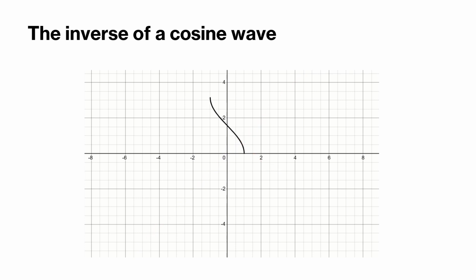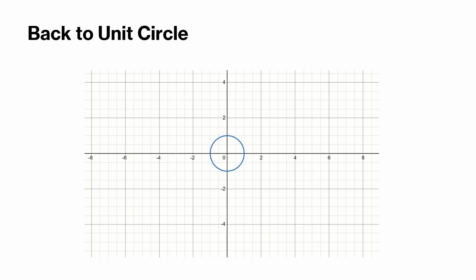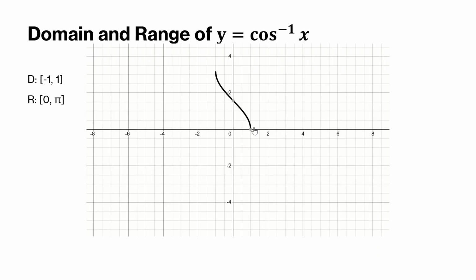So there's my inverse, which is a piece of this, but this isn't a function, so we can't use all of this x equals cosine of y. We can only use this little piece. I remind you that, going back to the unit circle, if we want to find all of the cosine values with no repeats, we have to use quadrants 1 and 2. So that would be from 0 to pi. So the domain is from -1 to 1, and the range is from 0 to pi.